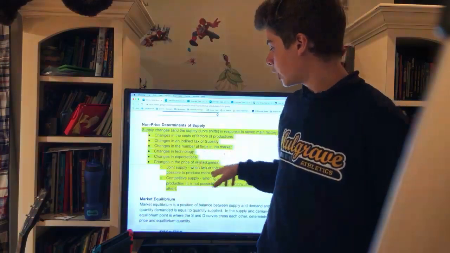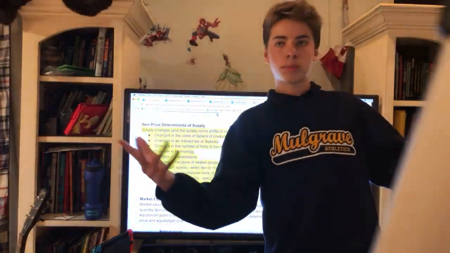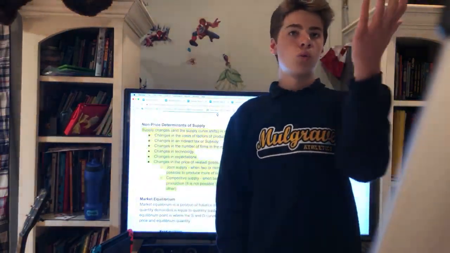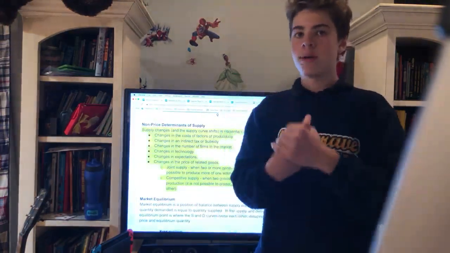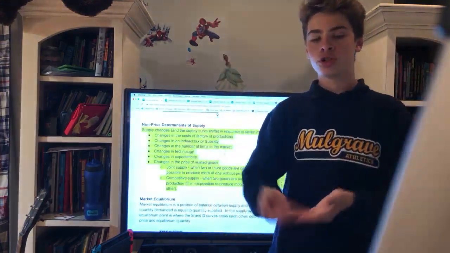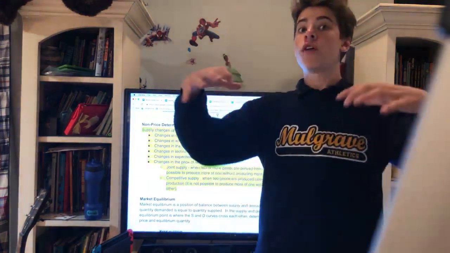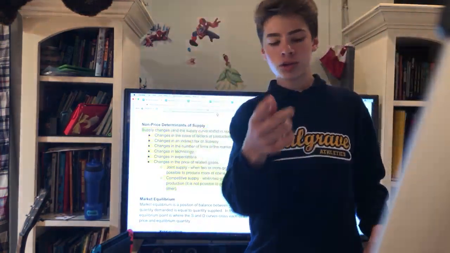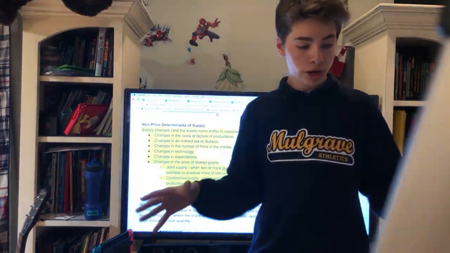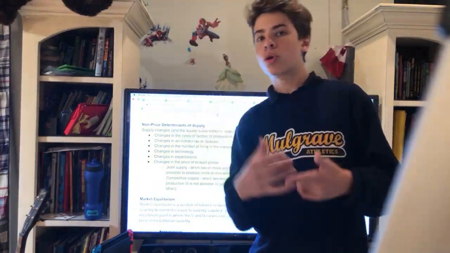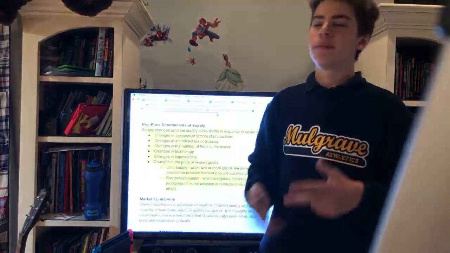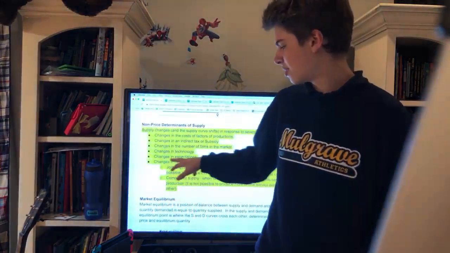Changes in prices of related goods, joint and competitive. Joint supply is basically when one factor of production makes two distinct goods. So if you were to increase the amount of factors of production, you'd make more of the two goods. For example, cows, if you make more cows, then you're going to make more milk and beef. That's very simple. Joint supply.